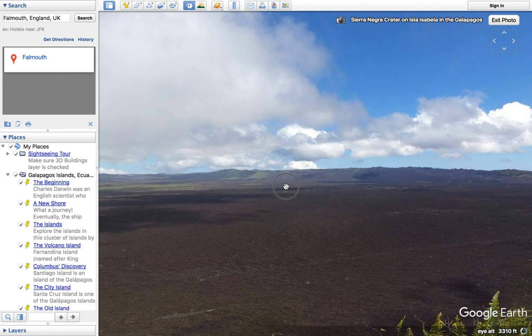So we'll go to another island. Students can explore that further, looking at more street views. Isla Santiago is another island. This one was first discovered by Columbus, actually.